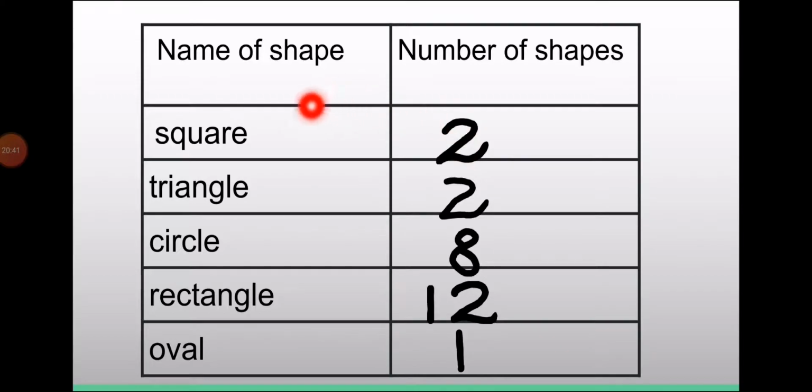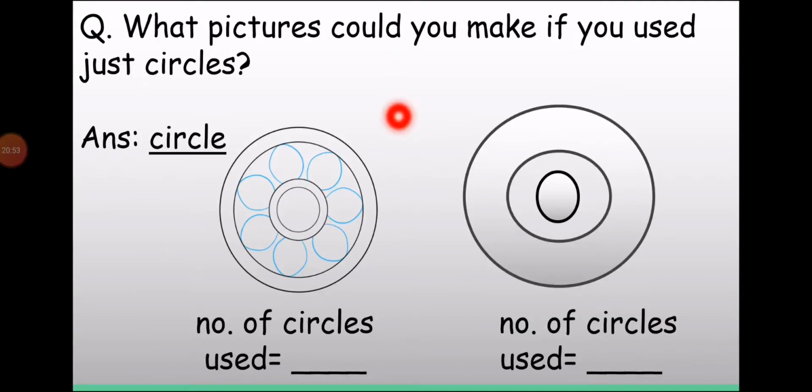Then draw the table, write the names of these shapes, and in front of each shape write the number of shapes used in that robot. So this is the first question we have done. Now we are moving towards our next question. What pictures could you make if you use just circles? So you will make pictures by using only the shape of circle.